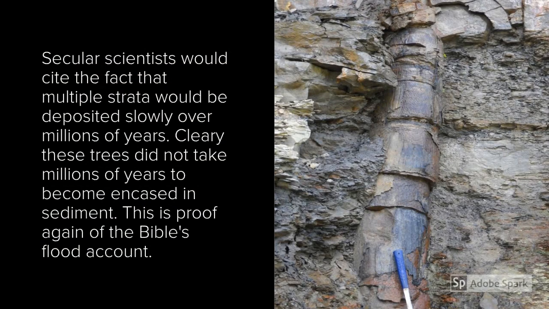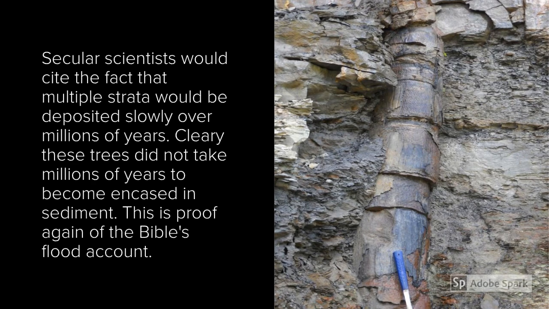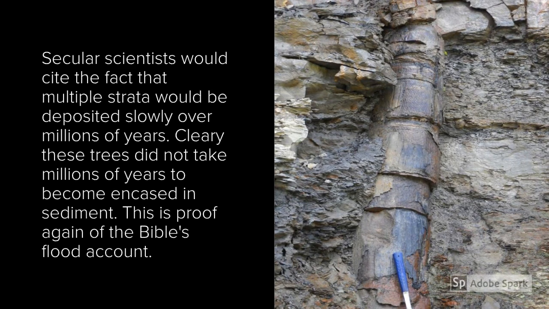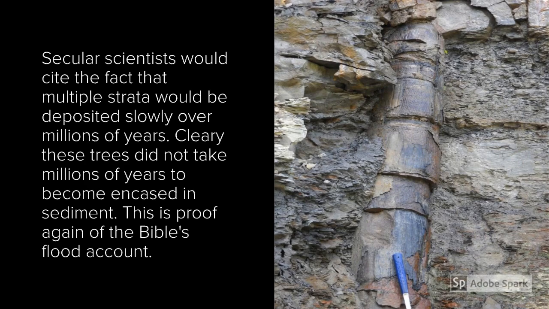Secular scientists would cite the fact that multiple strata would be deposited slowly over millions of years. Clearly, these trees did not take millions of years to become encased in this sediment, and this proves again the biblical account. The image on your screen is a polystrate tree fossil in shale. If we use the uniformitarian theory, that's thousands of years worth of sediment right there.